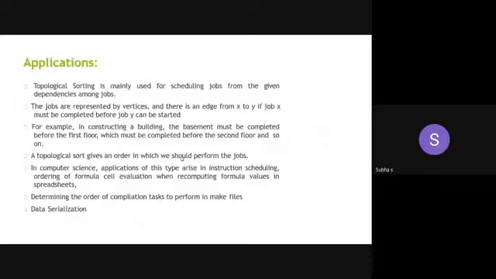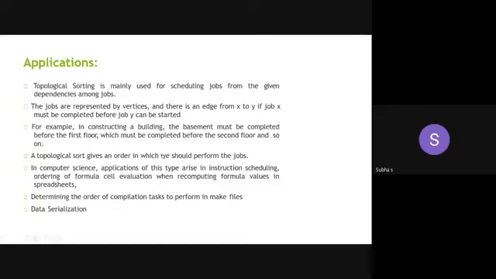As told earlier, we are using topological sorting mainly in scheduling, job scheduling. Because which job should be done first? Only after the completion of the first job, if I want to proceed with the second job, there you can apply topological sorting.